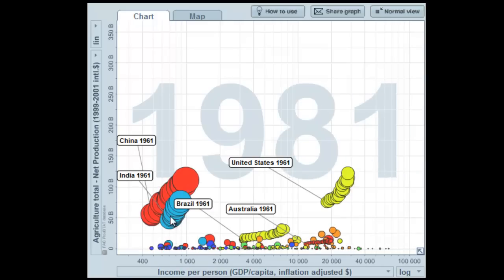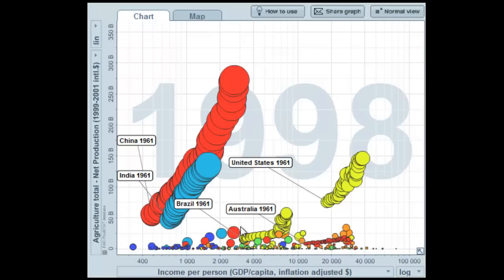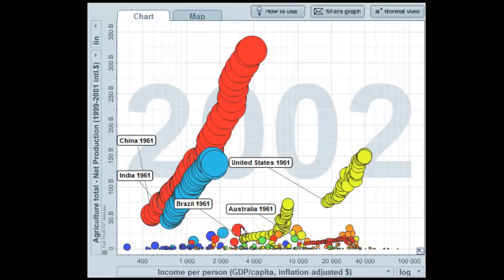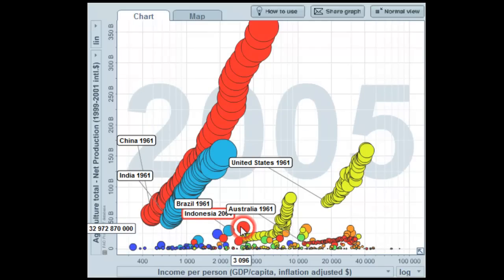as you can see over time, gradual increases in India and China, Australia as well. You can see that increase in income, marginal increase in agricultural production over India, quite impressive, and China just goes right off the chart with no indication of slowing down.